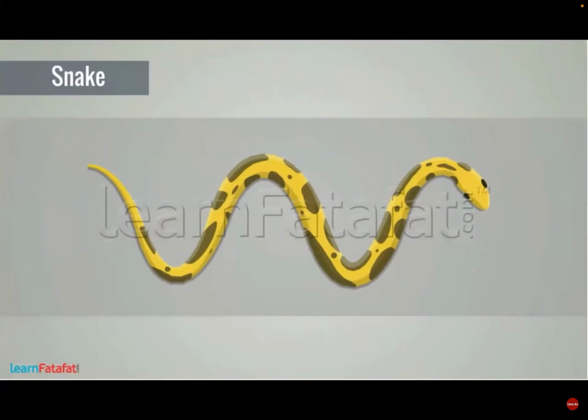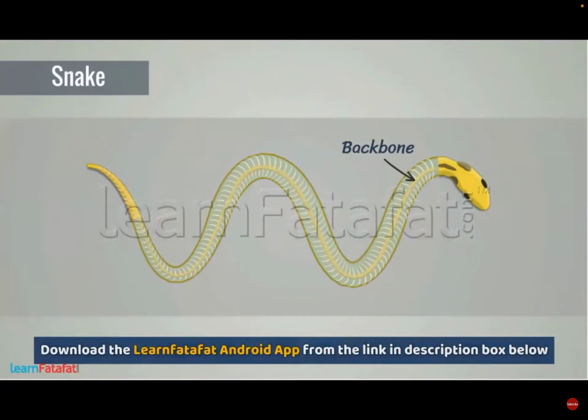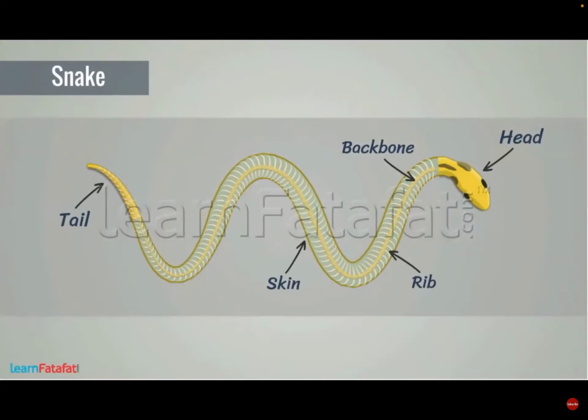Snake. The structure of a snake's body consists of a long backbone that runs from head to tail. The backbone, ribs, and skin are interconnected by muscles.